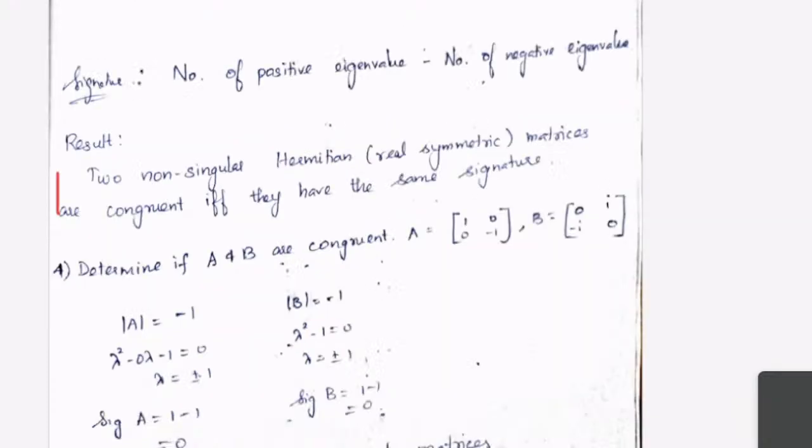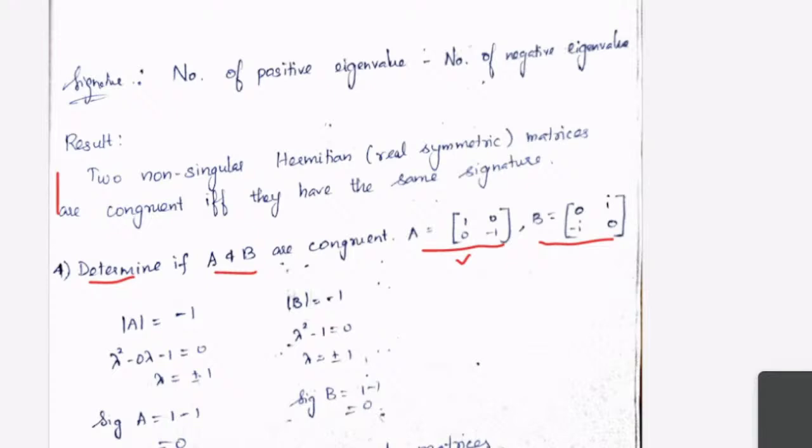So we have to determine if A and B are congruent, where A is the matrix with rows 1 0 and 0 minus 1. This is a symmetric matrix, and also a Hermitian matrix, a real symmetric matrix. B is the matrix with rows 0 i and minus i 0. This is a Hermitian matrix because the conjugate transpose of B is B itself. So these two matrices are Hermitian, and if they both have the same signature, then A and B are congruent.